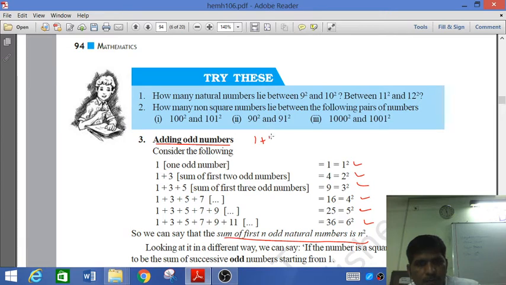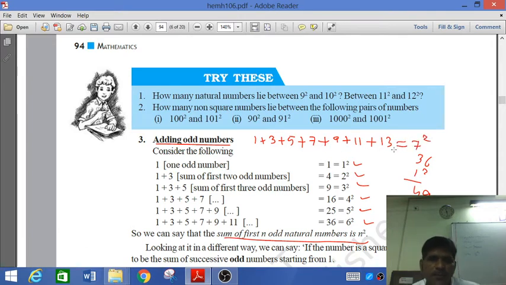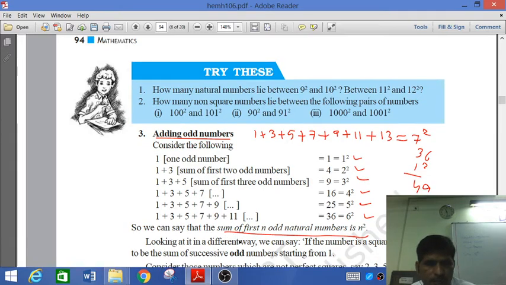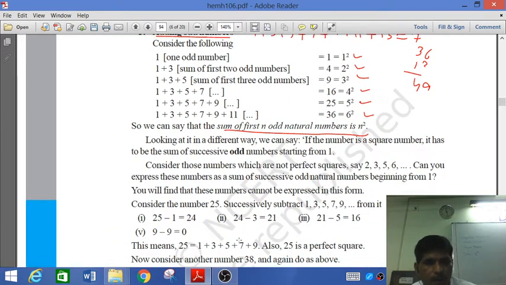Now if you go further, one more we are trying. 1 plus 3 plus 5 plus 7 plus 9 plus 11 plus 13. If I add 36 plus 13, then it is 49. How many numbers are there? 1, 2, 3, 4, 5, 6, 7. So it is 7 square. So it's one type of trick. You have to remember it.